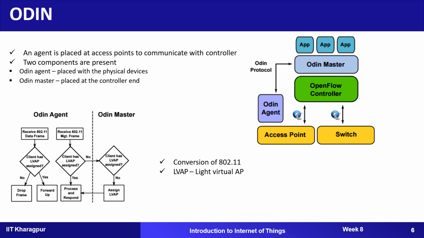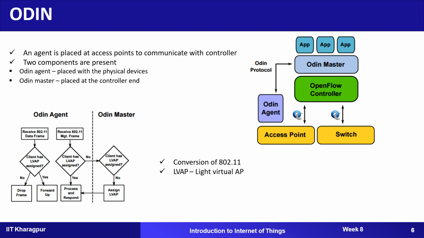So first one is ODIN. In the case of ODIN, an agent is placed at the access points to communicate with the controller. Basically in SDN, what happens is that your hardware is separated from your application layer as well as from your controller layer.